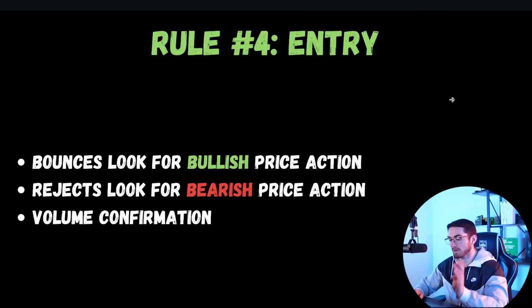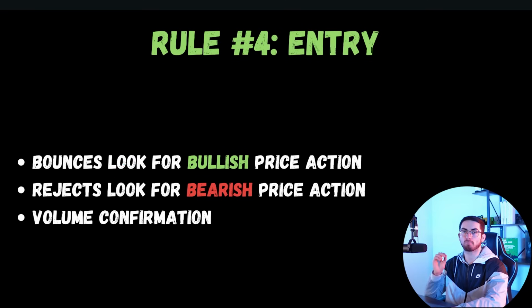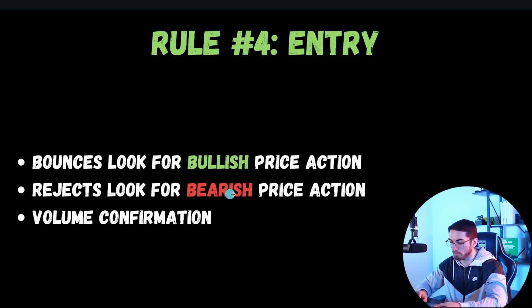Rule number 4 is going to be entries. So when price is trading at a bounce level on your Fibonacci retracements, you want to look for bullish price action. Bullish hammers, bullish engulfing, dragonfly dojis, long lower wicks into the fib level. This shows us that buyers are interested in that area and are more than likely entering the market looking for a move up.